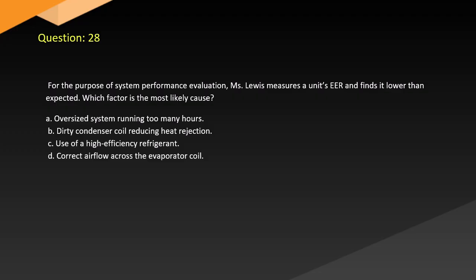Question 28. For the purpose of system performance evaluation, Ms. Lewis measures a unit's air and finds it lower than expected. Which factor is the most likely cause? A. Oversized system running too many hours. B. Dirty condenser coil reducing heat rejection. C. Use of high-efficiency refrigerant. D. Correct airflow across the evaporator coil.